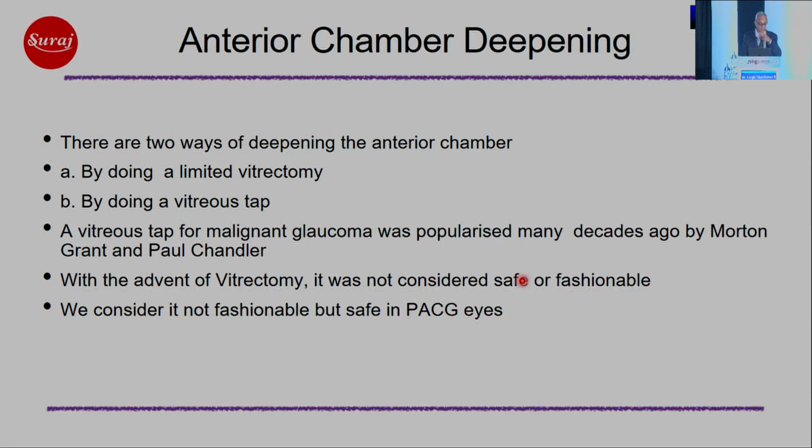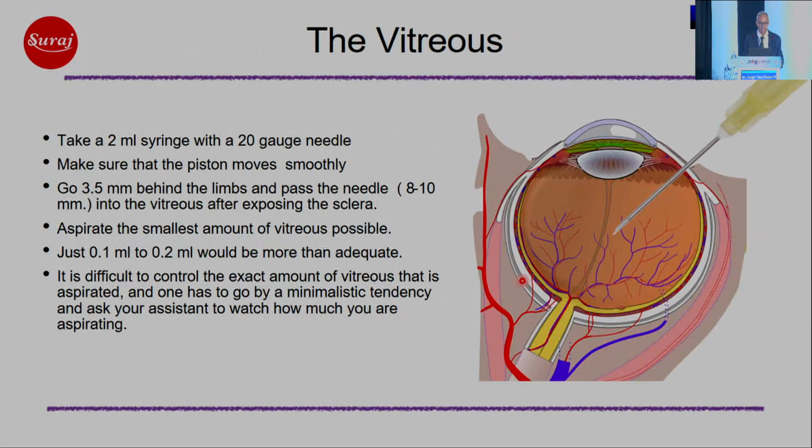So there are two ways of deepening the anterior chamber. One is by doing a limited vitrectomy, if you have the help of a colleague, or by doing a vitreous stab. A vitreous stab for malignant glaucoma was popularized many decades ago by Morton Grant and Paul Chandler. With the advent of vitrectomy, it was not considered safe or fashionable. We consider it not fashionable, but we do consider it quite safe even in PACG eyes actually.